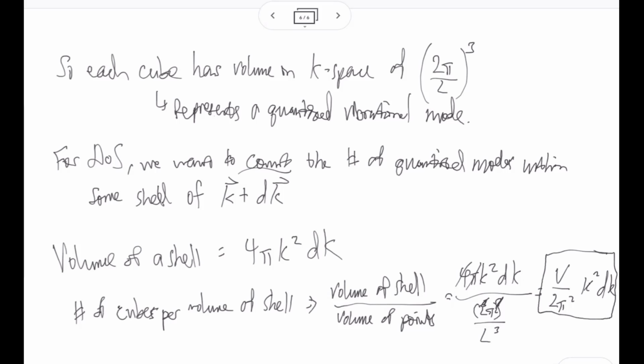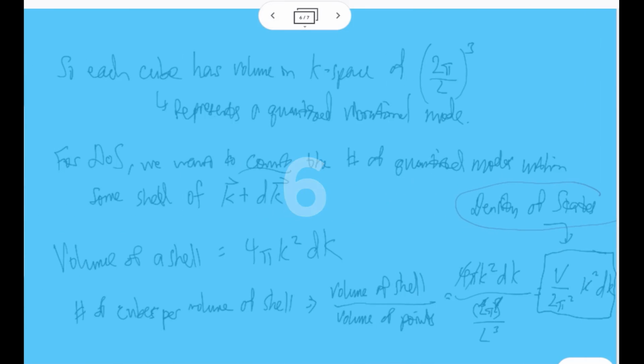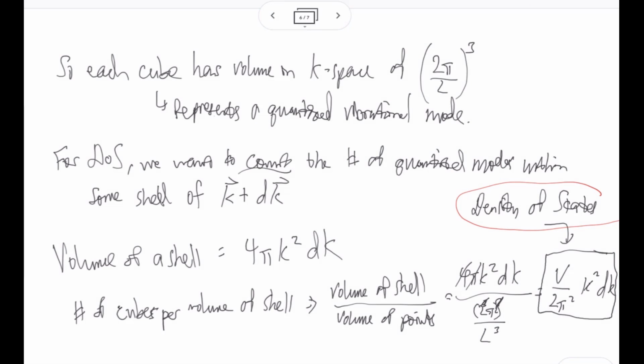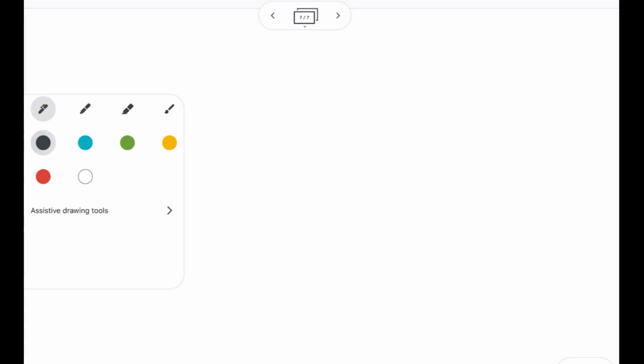Uh-oh, kind of cutting off on the screen there. Hope it's going to record. This is called the density of states. Very important concept in material science. This is a very important derivation, actually, so you should definitely write this down in your notes and remember this.